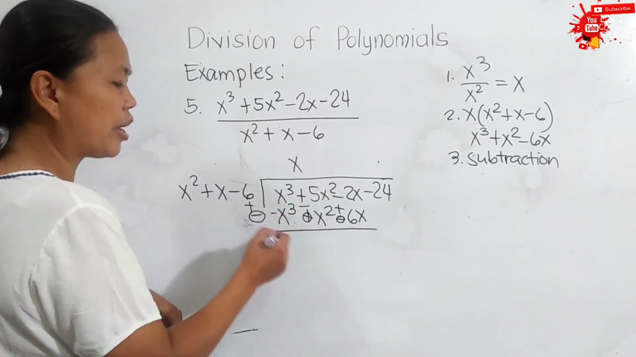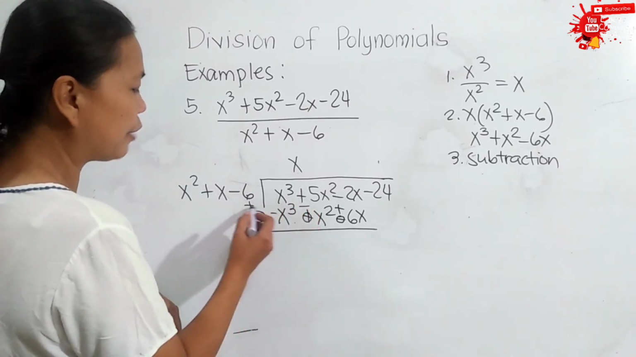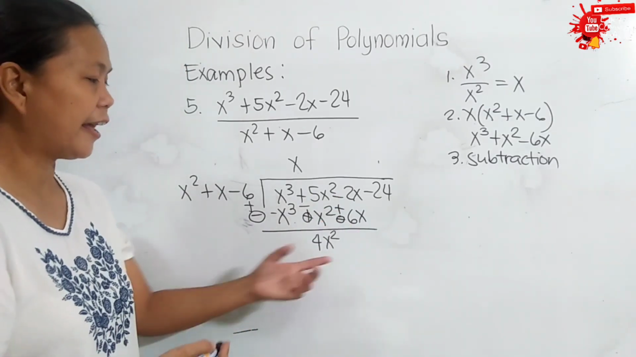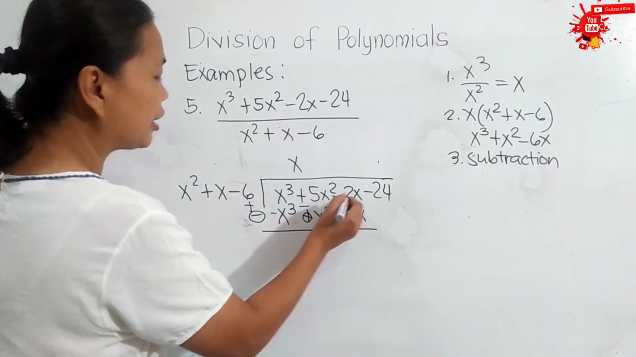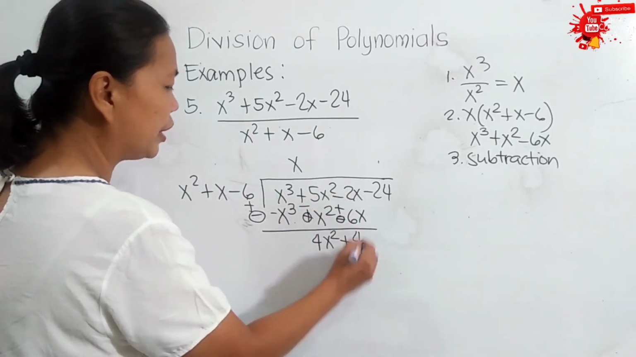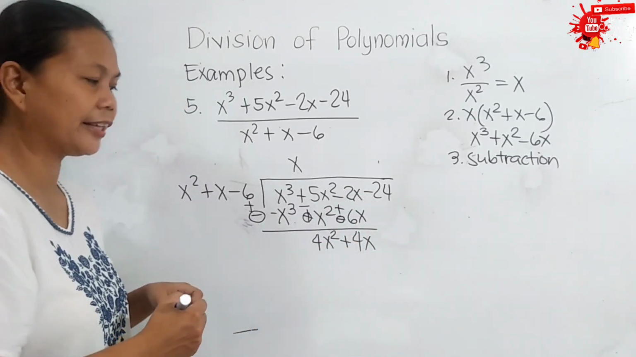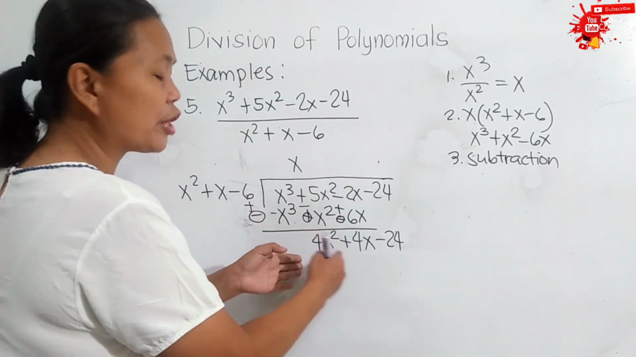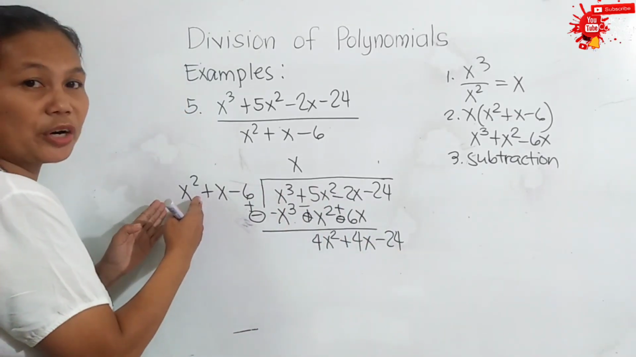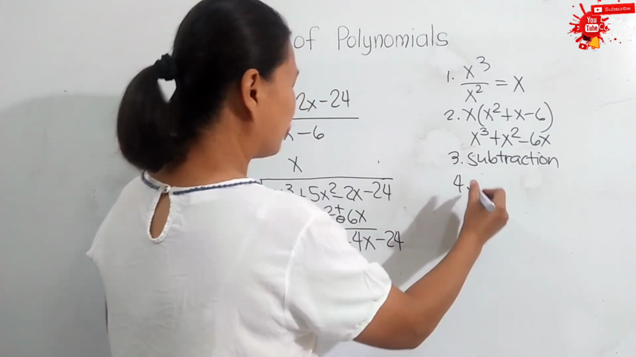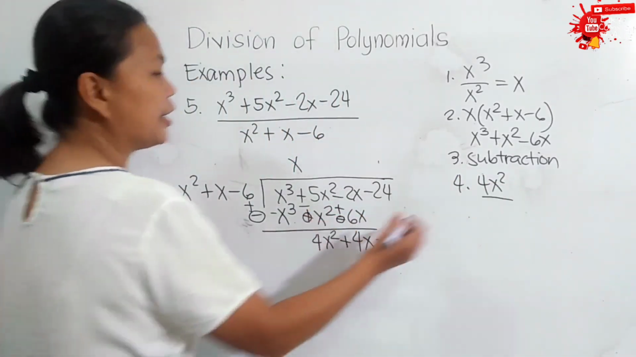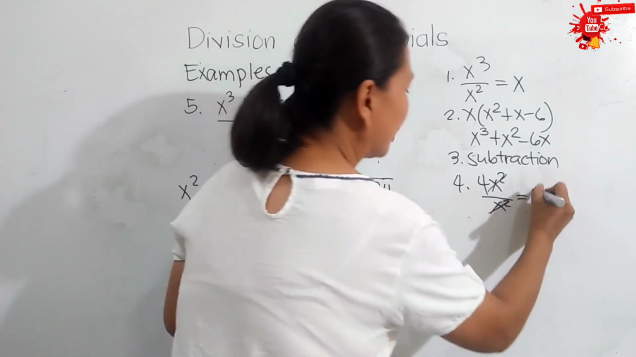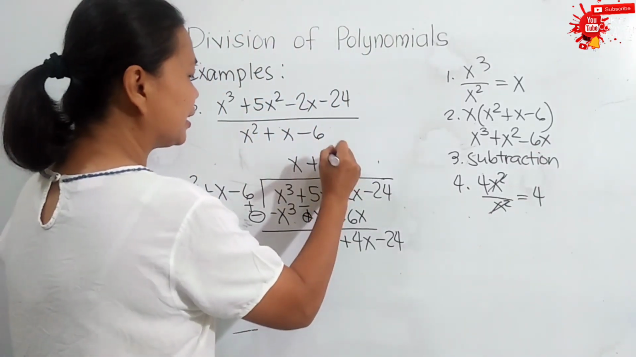So 1 plus negative 1, so obviously it is equal to 0. Positive 5 plus negative 1, so we have positive 4. Then we just copy the literal coefficient x squared because this is subtraction. Then negative 2 plus positive 6, so we have positive 4. Then again, copy the literal coefficient x. Then we bring down negative 24. So again, first term of the dividend divided by the first term of the divisor. So the fourth step will be 4x squared divided by x squared. So for division, we can cancel the same base with the same exponent. So the answer is 4. So we have here positive 4.